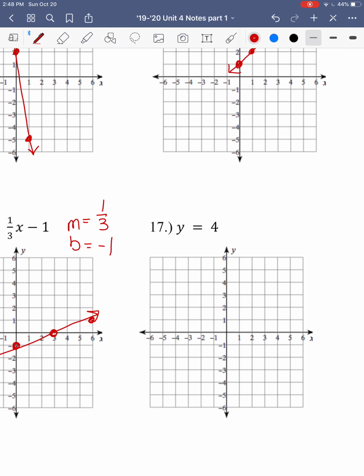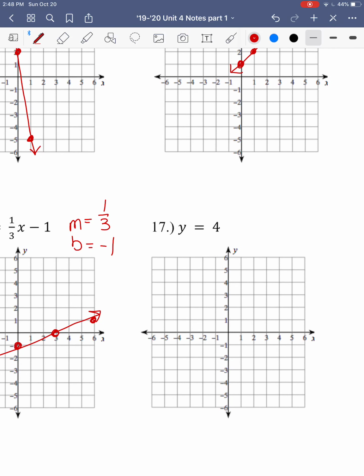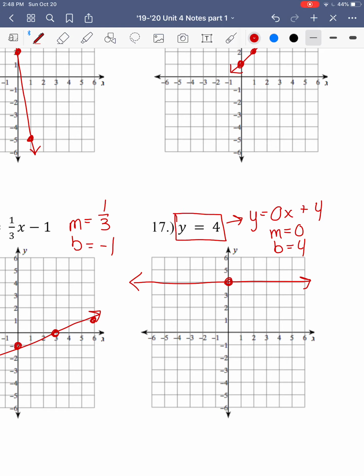Now in number 17, I notice I don't have an x. So I could technically rewrite that as y equals 0x plus 4. That means my slope is 0 and my y-intercept is 4. So I go to 4. If my slope is 0, it's a horizontal line just passing through that axis. A lot of times I'll say, whatever variable you see and it's equal to just that number, you draw a line through that number, through that axis.